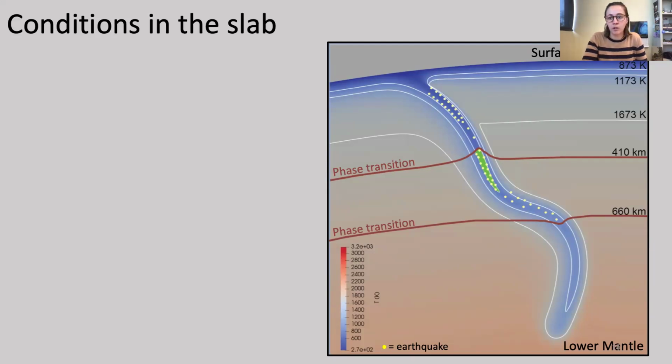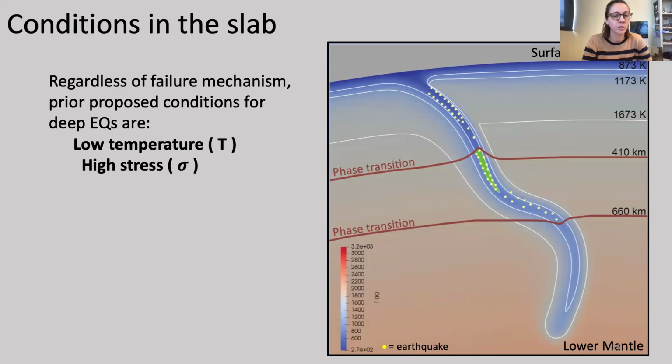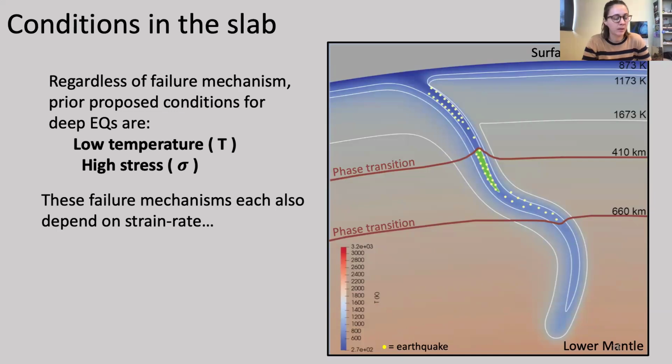So in terms of what's been proposed or studied before, regardless of which of the three failure mechanisms I mentioned previously are viable, the general constraints for deep earthquakes to occur were proposed as low temperature and high stress. So it needs to be much colder and accumulate that high stress for the earthquake to occur. The individual failure mechanisms that I mentioned each also depend on strain rate.